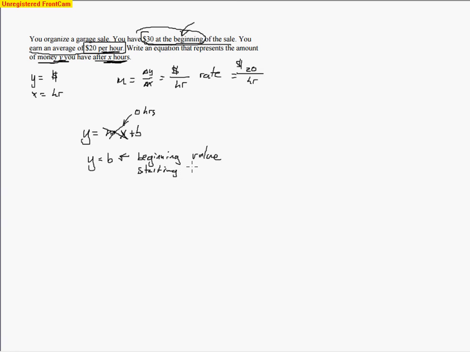And so what that tells us is whenever we see a beginning value, this is our b value. And when we see that word per, look for the y value and the x value. See what they are, dollars per hour. That means this is our slope. So we are going to write it in this form, y equals mx plus b. I know what the slope is. It's the rate of change, $20 per hour, times the input, the number of hours, plus what we began with, and that is 30. And so there it is, y equals 20x plus 30.